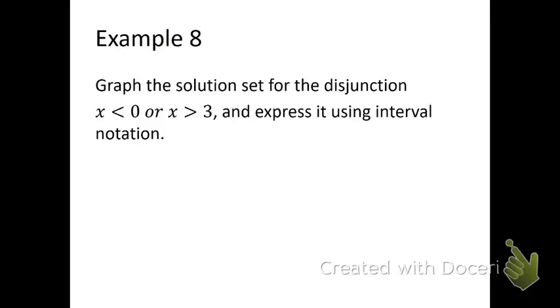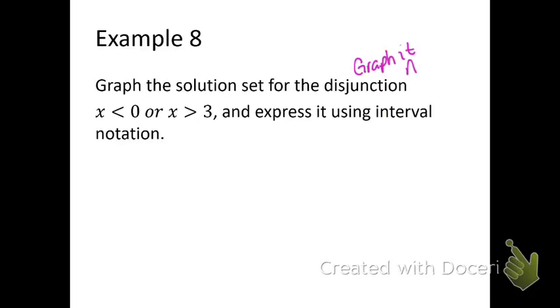Okay, example 8 says graph the solution set for the disjunction x is less than 0 or x is greater than 3 and express it using interval notation. Now notice this time it uses the word disjunction and it also uses the word or. Disjunction is just an or statement, meaning it can make the first inequality true or it can make the second inequality true. So with a disjunction or an or statement, we graph everything.